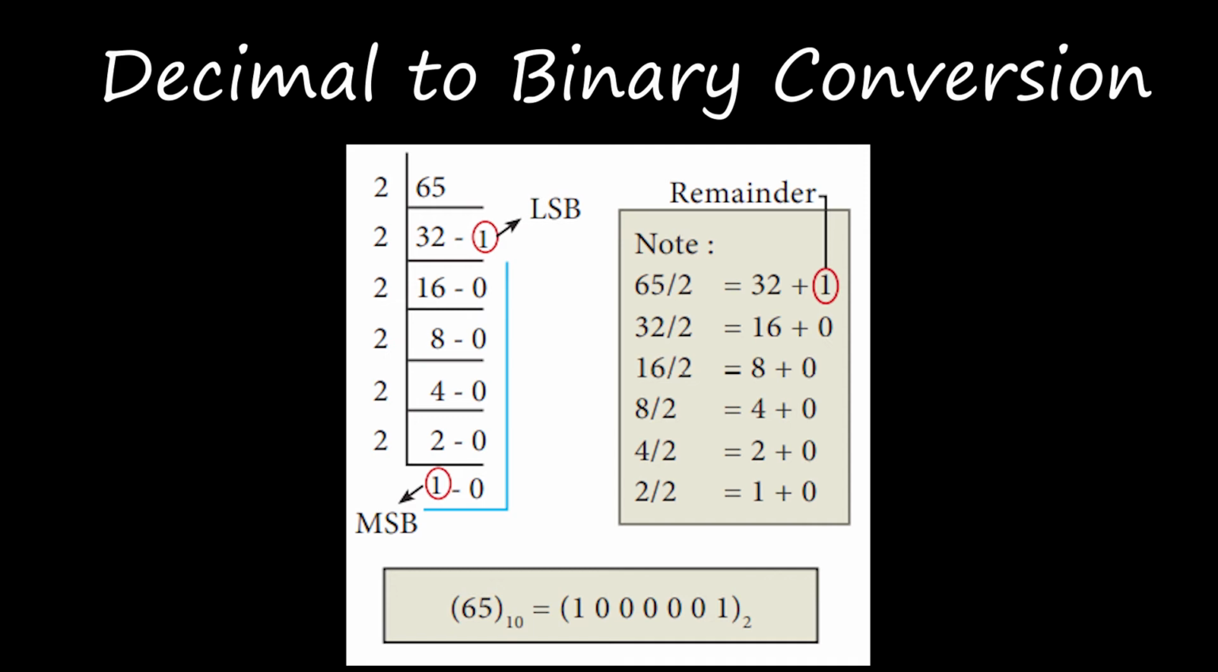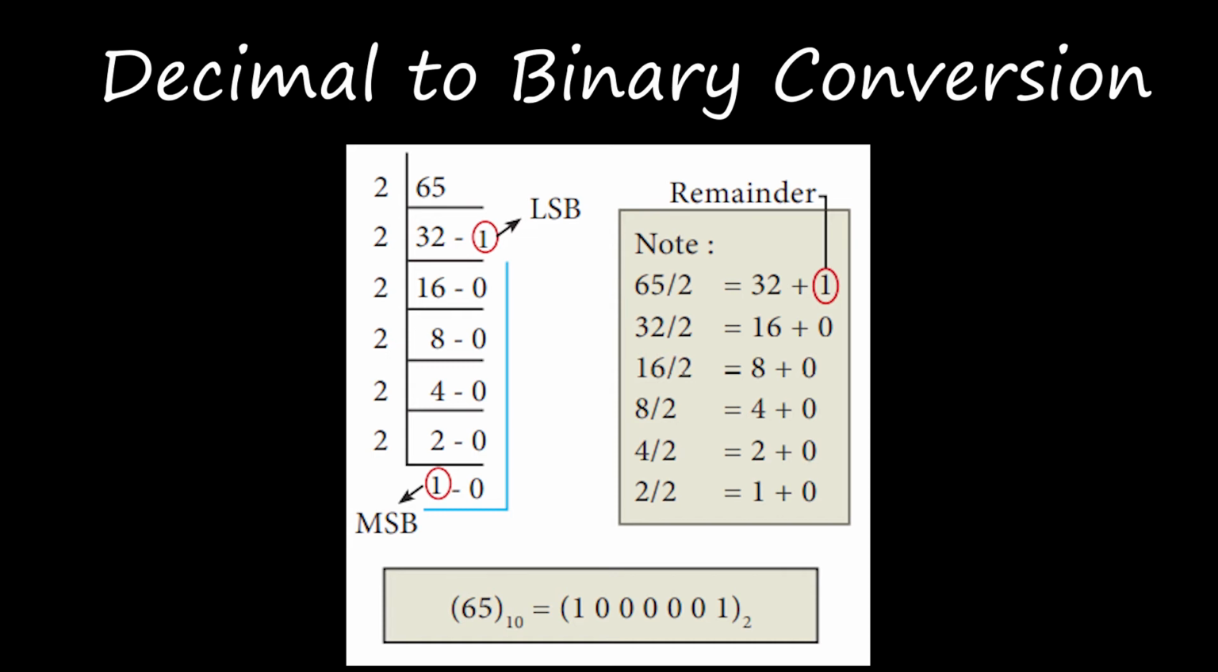So here, the last one is the MSB. That one we saw yesterday itself. It is most significant bit. And the top one, first we'll get one remainder, right? That one is LSB, that is least significant bit, right? So here we'll start from this left end, and you will be writing 1 0 0 0 0 0 1, right? So this is the binary value of 65.